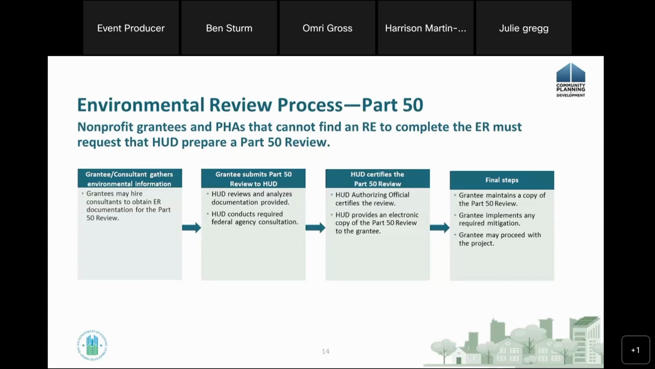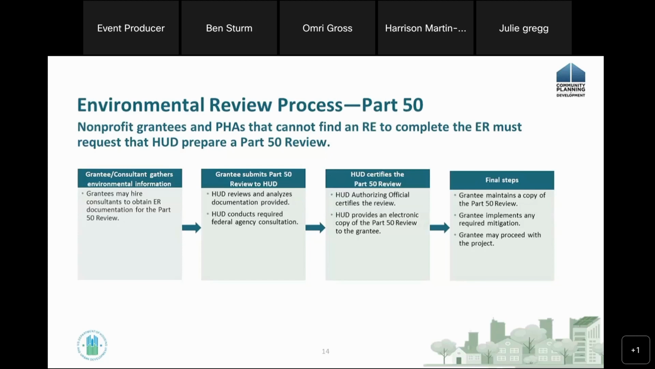The HUD environmental officer then completes the review, conducts any necessary consultations, and certifies and approves the environmental review. The HUD environmental officer will provide a copy of the completed environmental review record to the CGD grant officer, who will provide a copy to the grantee. The grantee may then proceed with the project, but must also implement and monitor any mitigation necessary. Note that there is no public notice, request for release of funds, or authorization to use grant funds process under Part 50, as HUD is already providing approval by certifying the environmental review.